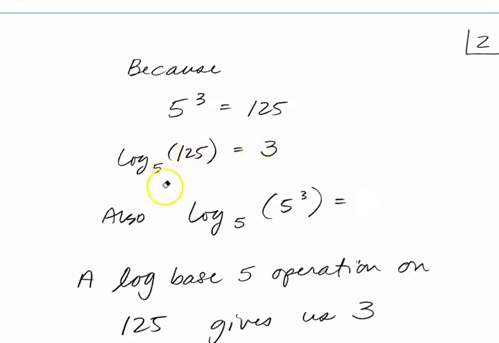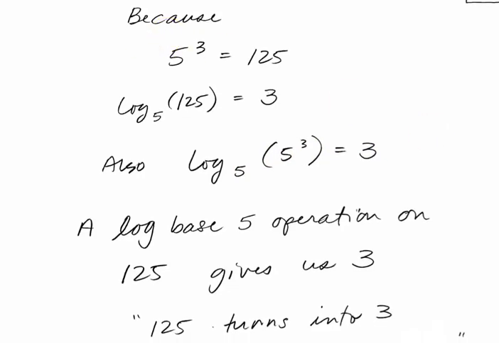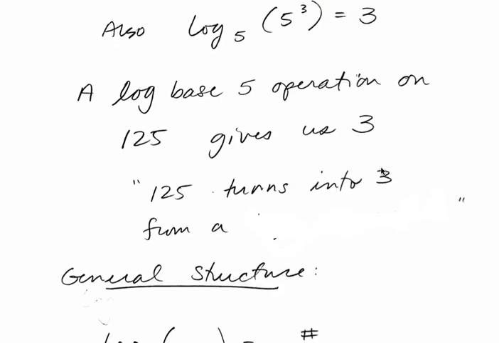How do we know that? Because 5 to the third is equal to 125. So down here we could also say that instead of 125, if we put 5 to the third, now it lines up pretty nicely. So the log base 5 of 5 to the third is equal to 3. 5 to the third has to equal what's inside the argument. So if you notice, the argument here reduces. Now that's not always true, but many times it will be, and we'll see a graph of that a little bit later. So a log base 5 operation on 125 gives us 3.